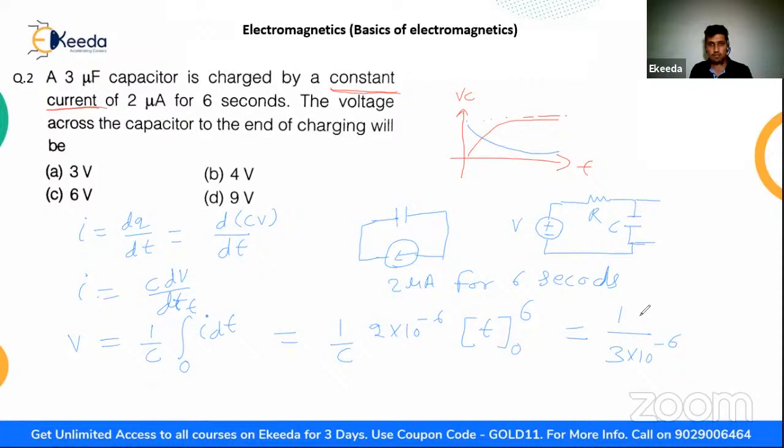Capacitance multiplied by this current, 2 into 10 raised to the power minus 6, because it was in microampere, and then the time, which is 6, so you will easily get 4 volt.